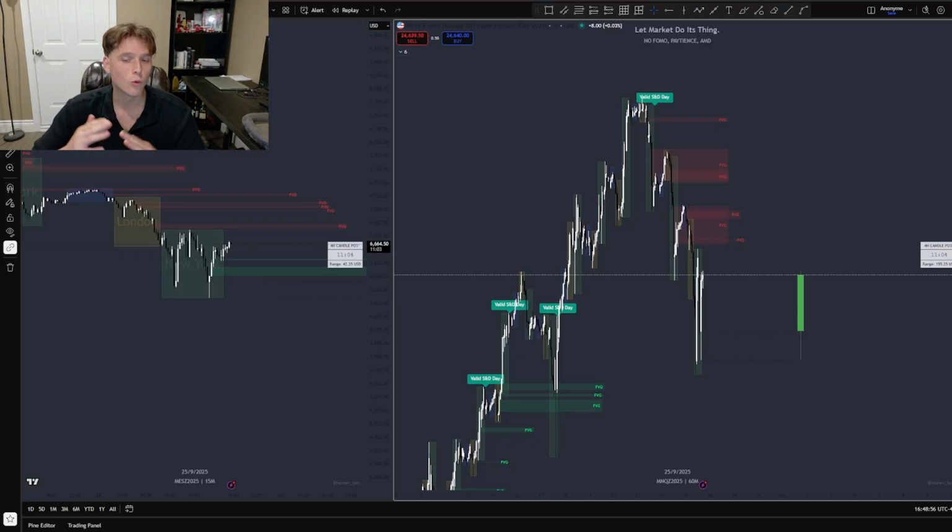Also, these levels don't work in isolation. They're just location. You still need confluence: structure, liquidity pool, session timing, market context, whatever you want, right? To make them high probability.